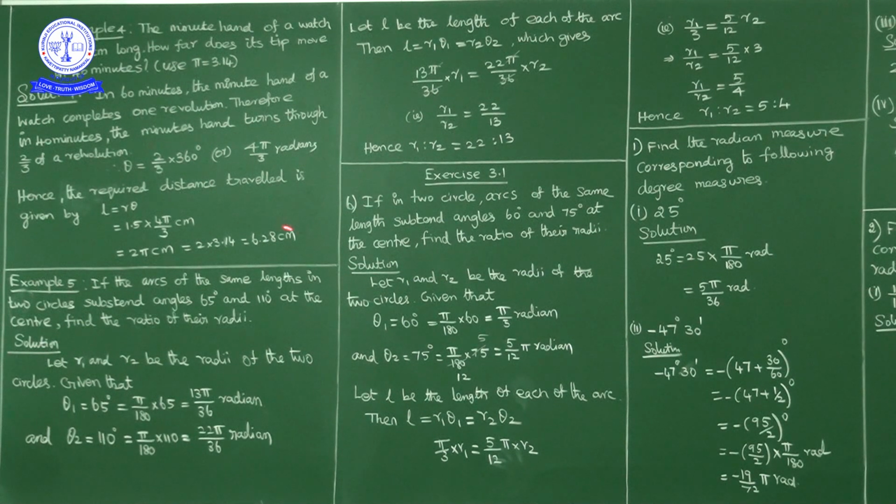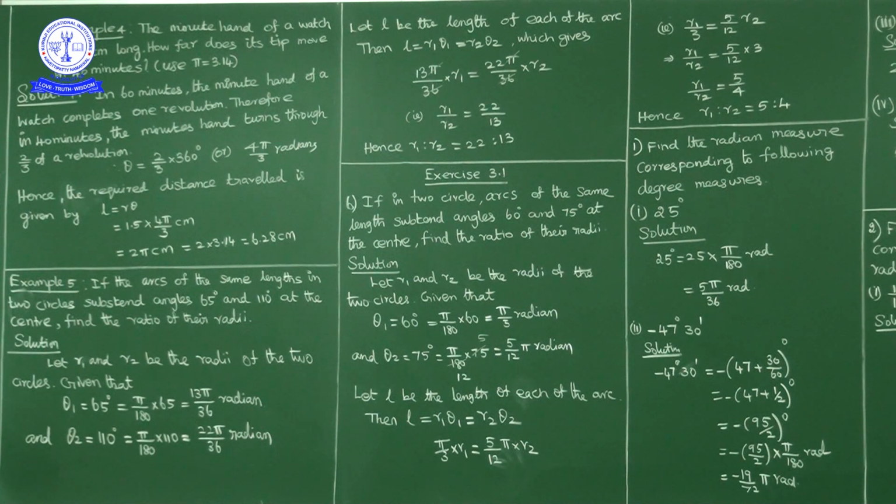Now theta 2 is what? Theta 2 is 110 degrees. Again using the same formula, 110 degrees in terms of radian is pi by 180 into 110. Here 36, here 0 cancel, so 11 pi upon 18, or else 22 pi upon 36 radians.